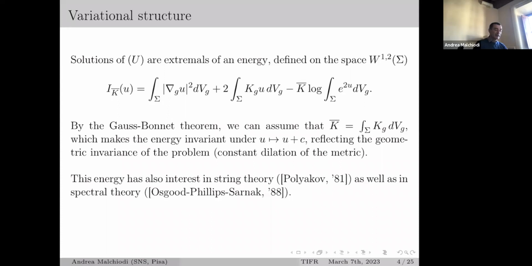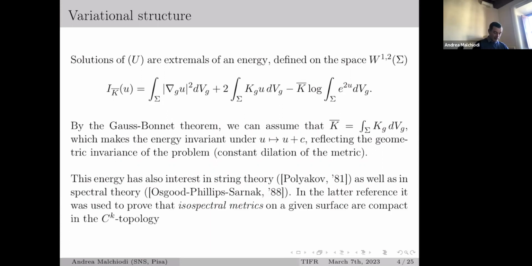This energy also has an interest in string theory, through the formula by Polyakov, and in spectral theory. There are applications to spectral theory by Osgood, Phillips, and Sarnak. It was used in particular to study compactness of isospectral metrics on a given surface, with respect to the C^k topology. And the problem is actually much less understood in high dimensions. There is some study with respect to some given conformal class in dimension 3, but that's basically it. So it's pretty much open and very interesting.